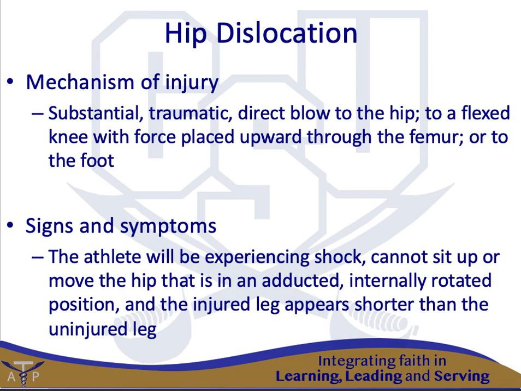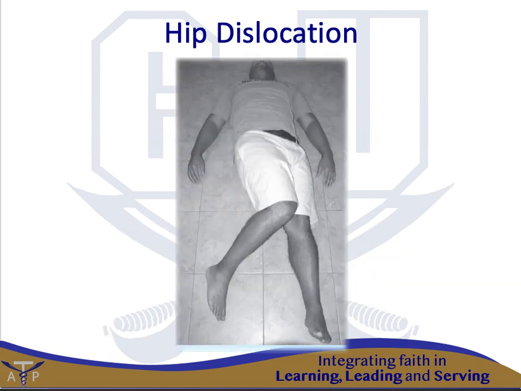Signs and symptoms for hip dislocation include the athlete experiencing shock. They cannot sit up or move the hip into an adducted position. They cannot internally rotate, and the injured leg appears shorter than the other leg because of that displacement. So this is what it looks like when we walk up or evaluate or have a primary survey of a hip dislocation. You can see that flexion of the knee, internal rotation of the hip, and flexion of the hip. So this is a primary telltale sign that the person has a hip dislocation.